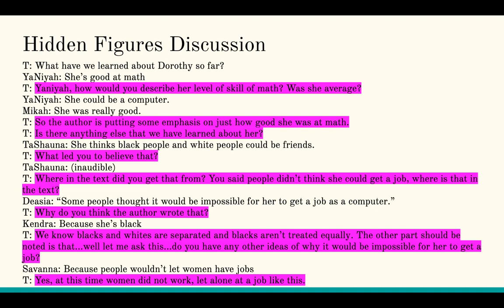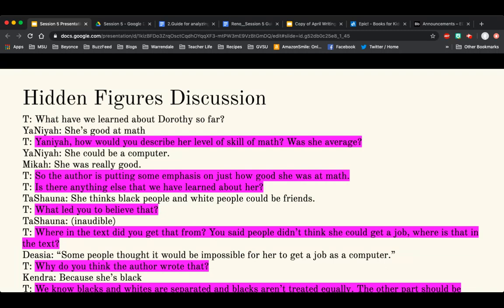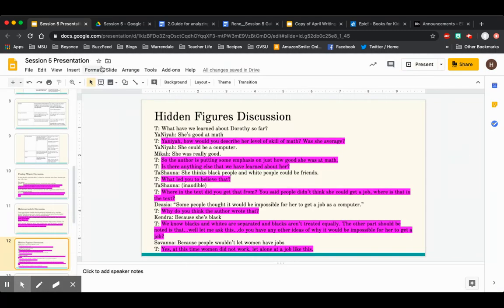In this last example, from my Hidden Figures discussion, the ones that I highlighted here, I want you to try to identify the discussion moves on your own. So again, pause the presentation and move over to the Google Doc, where I will show you exactly what I'm looking for.